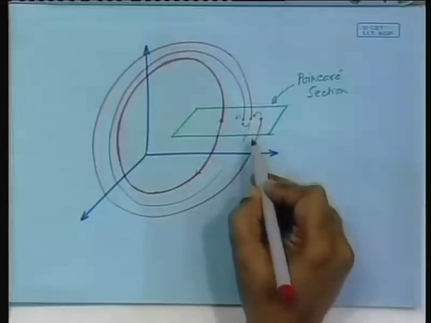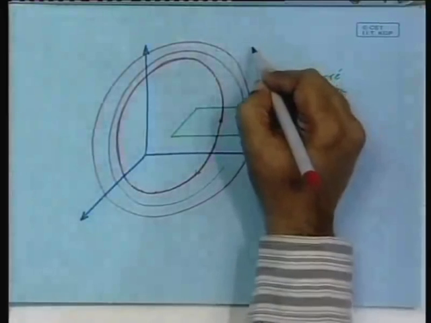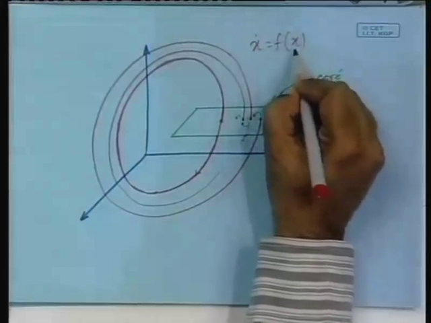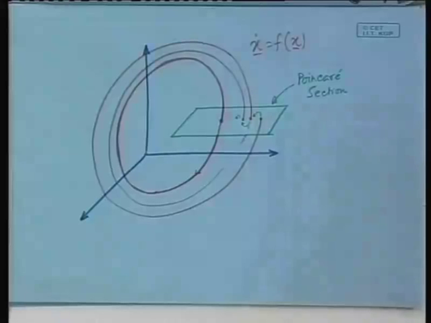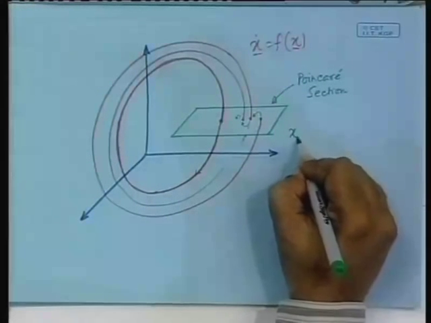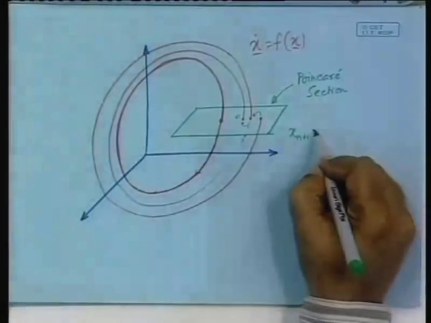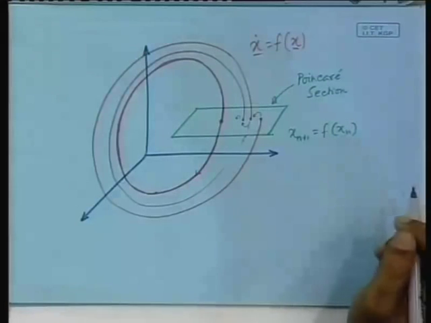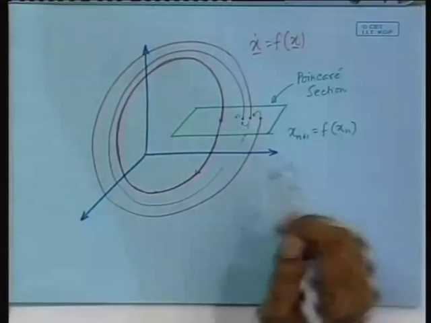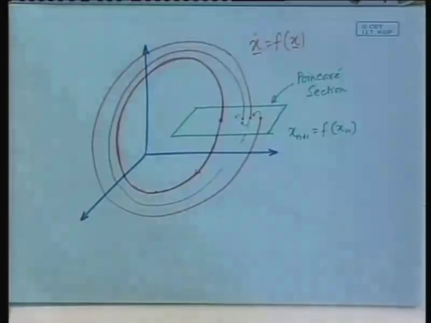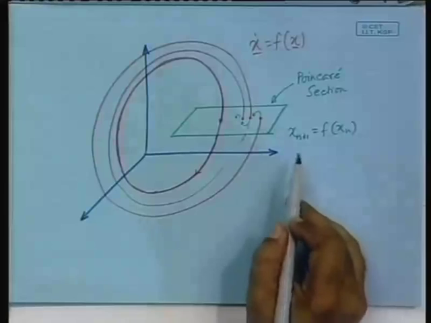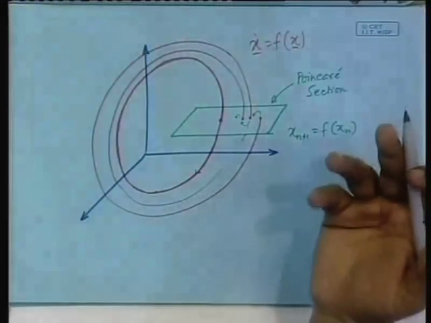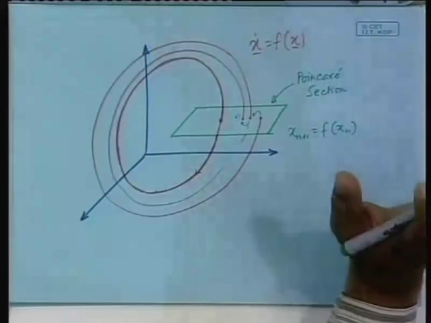The other advantage is that a system of differential equations, that means the original thing was expressed in this form, x dot is equal to f(x), these are all vectors. But now here it has become what? It has now become, on this plane, x n plus 1, the n plus 1th instant position, is a function of x n. It is a discrete time dynamical system, and discrete time dynamical systems are far easier to handle than continuous time differential equations. That is why this method is almost universally used in order to estimate the stability of any periodic orbit, that is not just an equilibrium point.